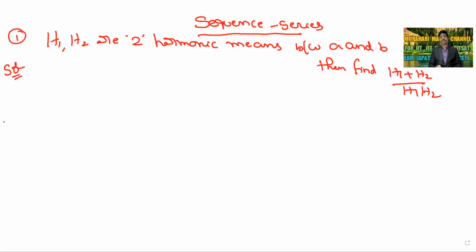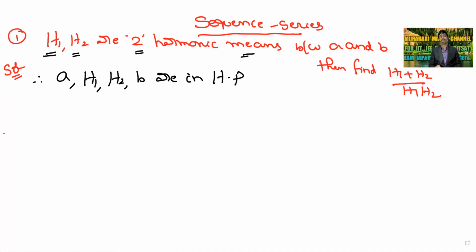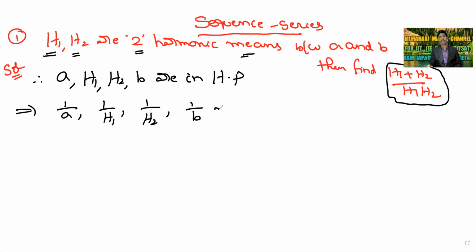So what is given? H1, H2 are two harmonic means between A and B. Therefore, A, H1, H2, B are in harmonic progression. Our target is (H1 plus H2) by (H1 H2). The reciprocal of an HP is an AP. So 1 by A, 1 by H1, 1 by H2, 1 by B are in AP.